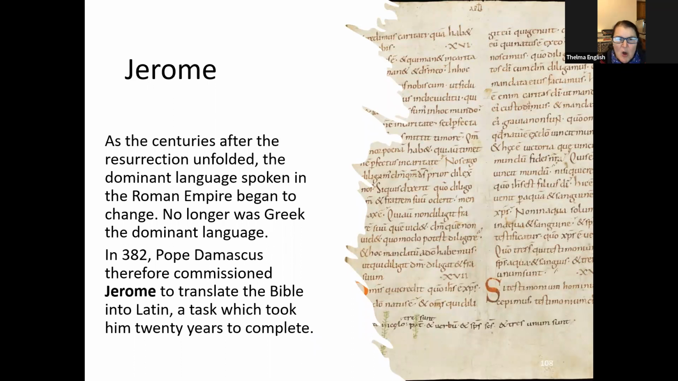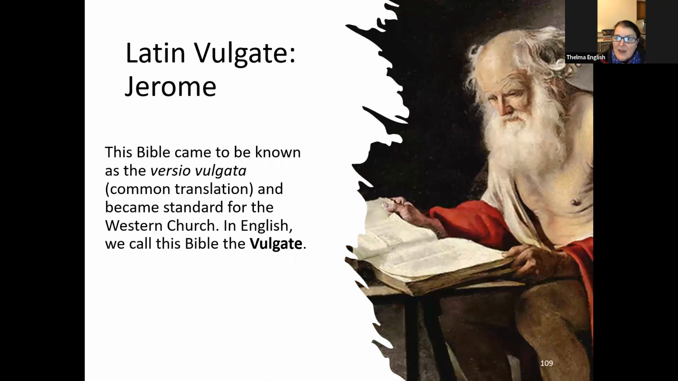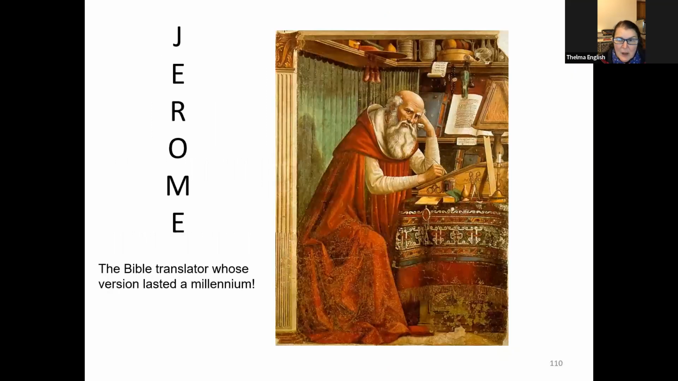Now let's talk about Jerome. As the centuries after the resurrection unfolded, the dominant language spoken in the Roman Empire began to change. No longer was Greek the dominant language. In 382, Pope Damasus, therefore, commissioned Jerome to translate the Bible into Latin, a task that took him about 20 years to complete. This Bible came to be known as the Versio Vulgata, which Vulgata means the common translation, and became standard for the Western Church. In English, we call this Bible the Vulgate Bible.